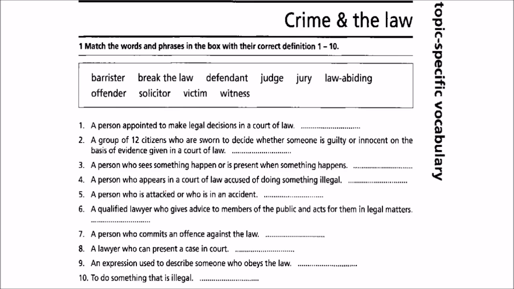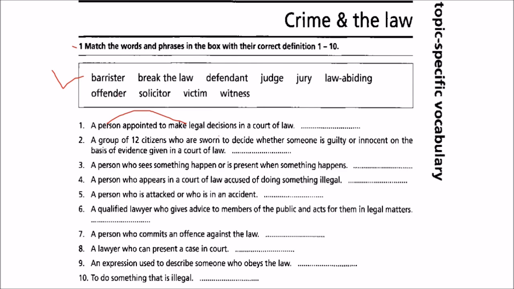In topic specific vocabulary, we'll talk about crime and the law. So we have various questions. First is match the words and phrases in this box with the correct definition from 1 to 10. So first is the person appointed to make legal decision in code of law. So what are these legal decision? Who makes this legal decision?